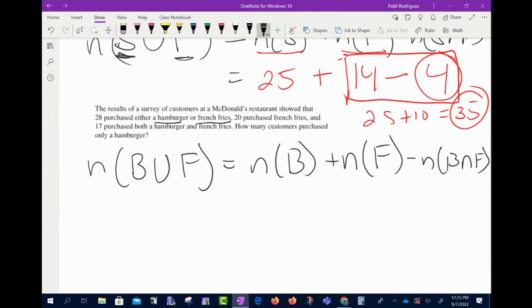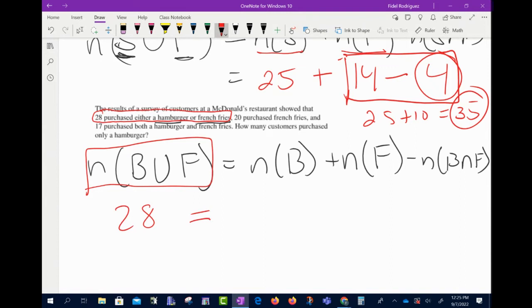Okay, now let's see if we can find some of these numbers to substitute. Do we know how many people bought either a burger or fries? Yeah, that first number, 28 of them did, right? So right here, y'all, I'm going to leave that as 28. Now, I don't know how many people only bought a burger. I don't know that yet. So I'm going to leave that alone. But do we know how many people bought fries?